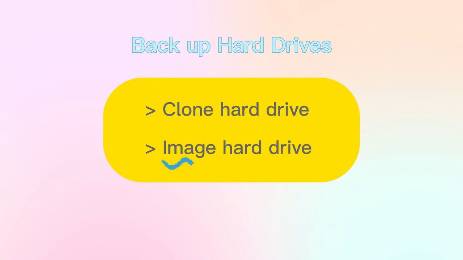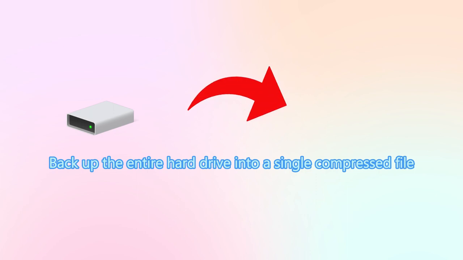How to image a hard drive in Windows 10. When it comes to backing up a hard drive, you can try imaging the hard drive. The disk imaging process takes a snapshot of your hard drive and saves data into a compressed image file.